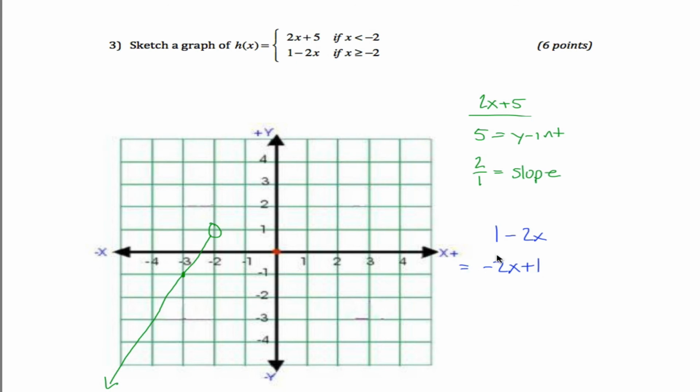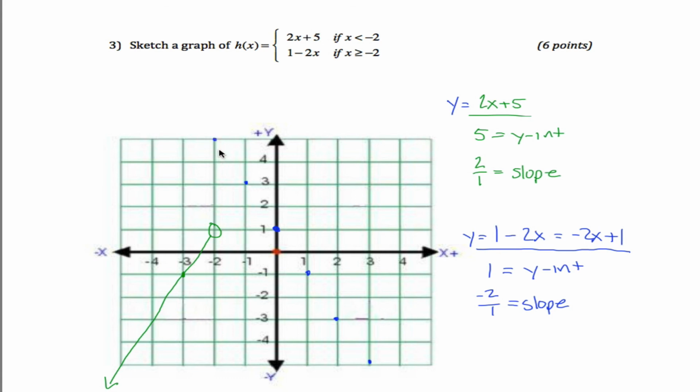Let's do that better. Maybe this should say y equals 2x plus 5. And this says y equals 1 minus 2x, which I can rewrite as negative 2x plus 1, which is saying that I have 1 for my y-intercept, and negative 2 divided by 1 is my slope. So, saying that my y-intercept is 1, this point right here should be on my graph. And then I go down by 2 every time I go over by 1. So this point should be on my graph, this point should be on my graph, this point should be on my graph. What about in this direction? This point should be on my graph, this point should be on my graph.